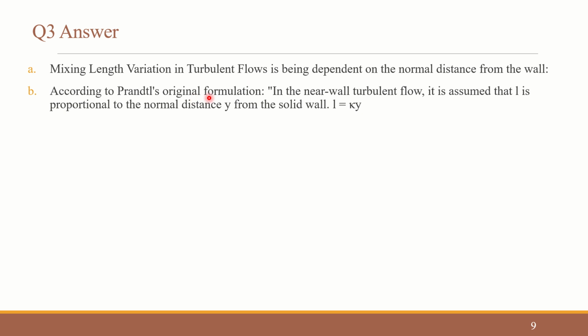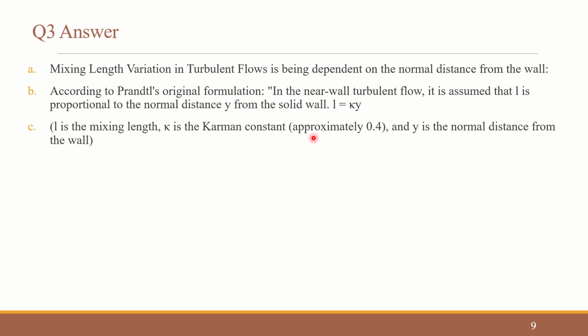According to Prandtl's original formulation, in near wall turbulent flow, it is assumed that L is proportional to the normal distance y from the solid wall, where L is the mixing length and y is the normal distance from the solid wall. So L is proportional to y, and that proportionality we are giving as kappa. So L is the mixing length, kappa is the Kármán constant, approximately 0.4, and y is the normal distance from the wall.